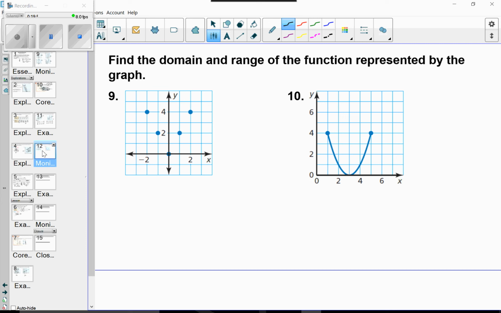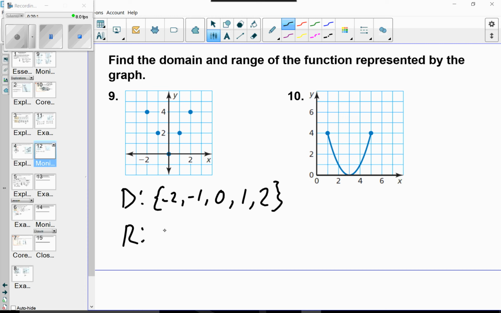Okay, for these ones, I'm going to go with, again, D for domain. And I'm going to write out all my x coordinates. So again, all my x coordinates for this particular problem, I'm going to have a -2. I'm going to have a -1. I'm going to have a 0. I'm going to have a 1. And I'm going to have a 2. Those are all of my x coordinates.